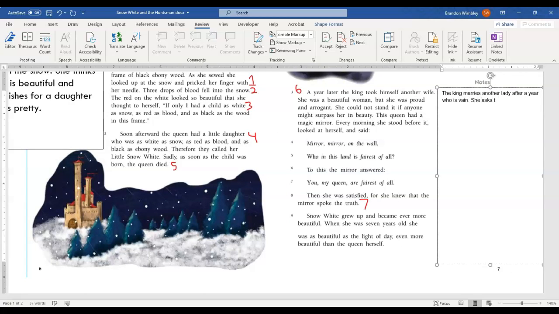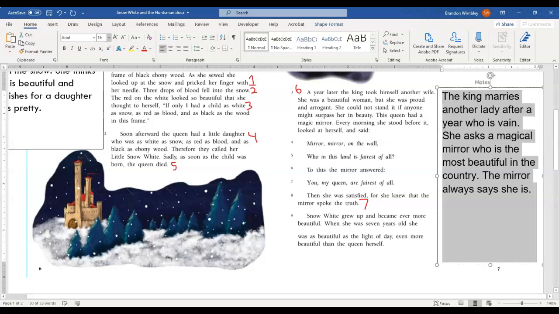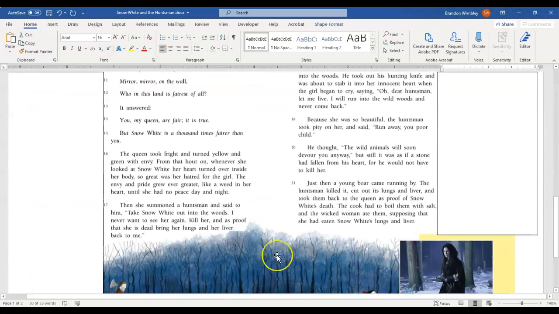She asks a magical mirror who is the fairest, or I'm going to put a different word in there, who is the most beautiful in the country. The mirror always says she is. So that's my summary right here. It kind of sums up these first 2 events that have happened. Event 6 and Event 7. Alright, so let's head on to our next page now.